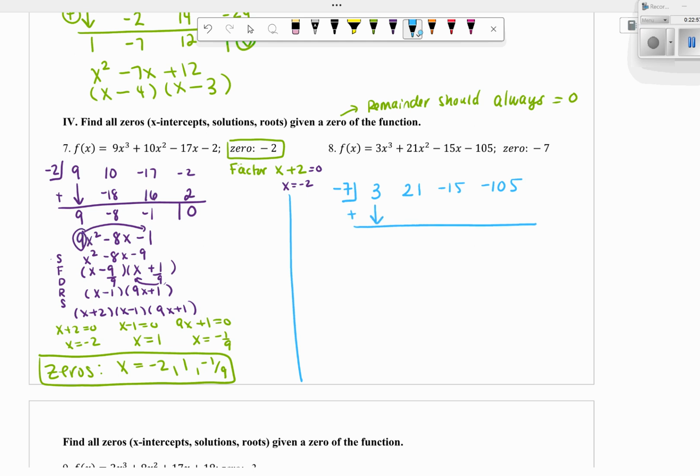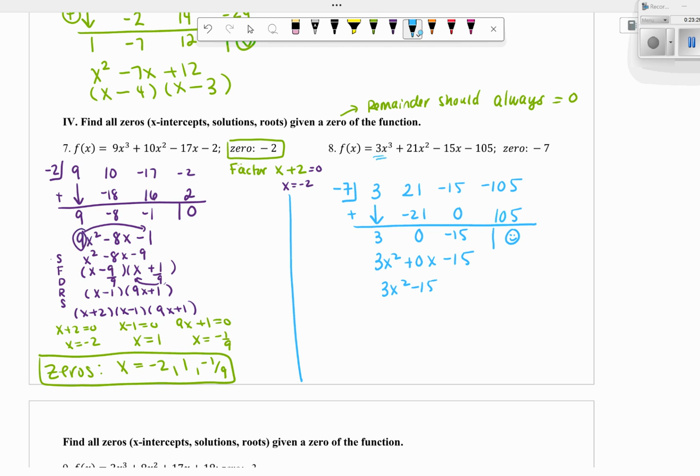And we're going to bring down that 3. 3 times -7 is -21. Add those together to get 0. 0 times -7 is 0. Add those together to get -15. -15 times -7 is +105. Add those together to get your remainder of 0, which we know should happen on purpose. So this was a degree of 3, so we want our answer to be a degree of 2. So 3x squared plus 0x minus 15. So we don't really need that 0x, so we have 3x squared minus 15.